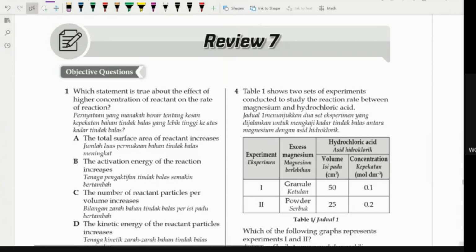Okay, class, now we check. There are 7 questions here. Question number 1, which one is true about the effect of higher concentration of the reactants on the rate of reaction? Okay, so here is the concentration factor. So which one is correct, class?